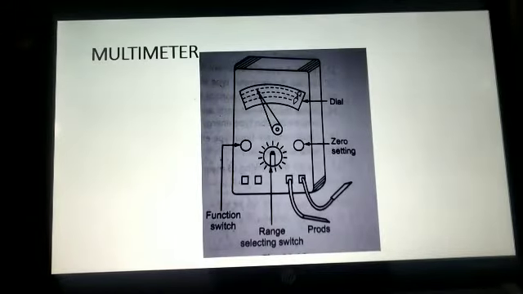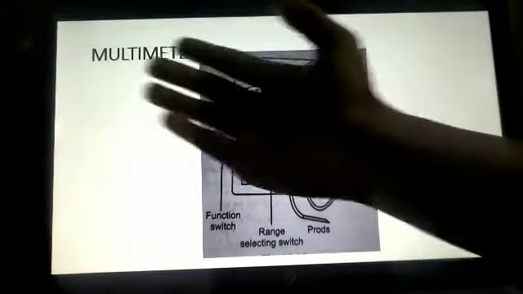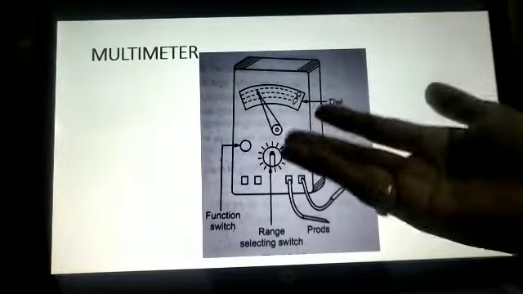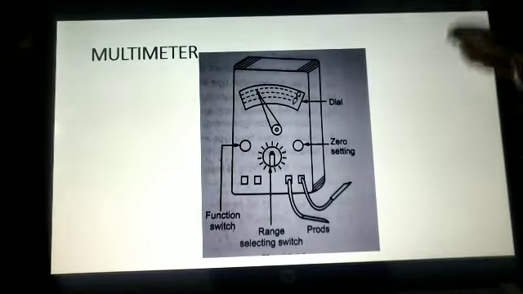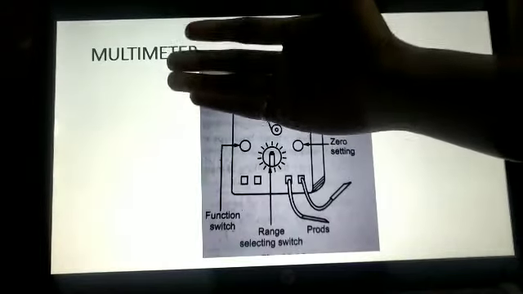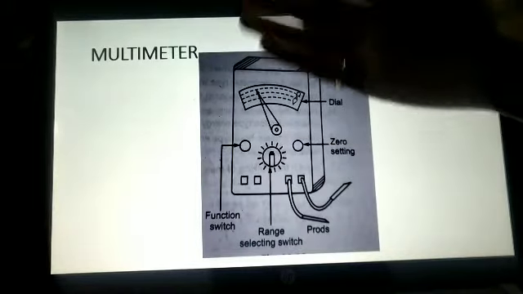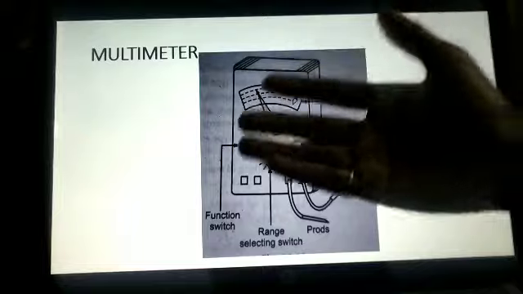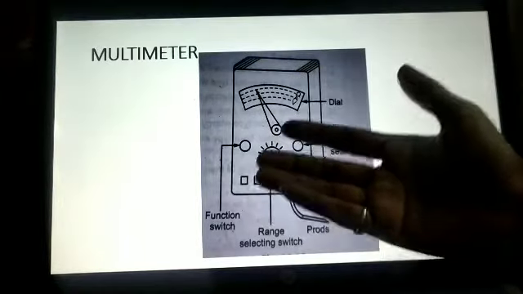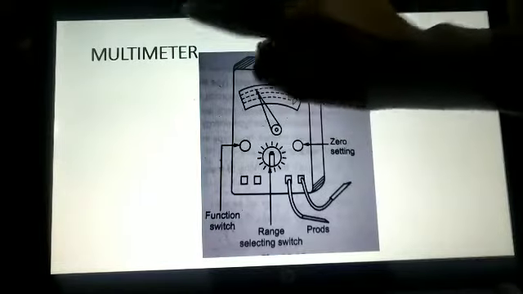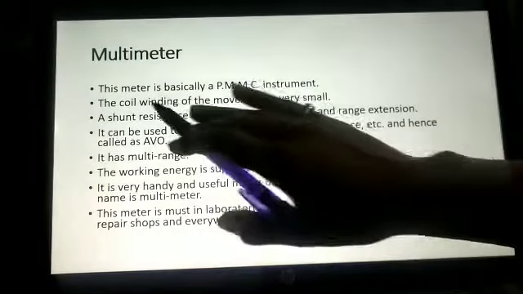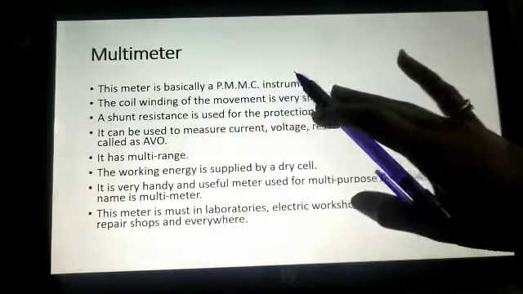Now we will see what to write if this question is asked: write a note on multimeter. The name itself says multimeter. What does it mean by multi? That means many. So from the name itself, we can use this meter to measure many electrical quantities. Getting it? This meter is basically a PMMC instrument.